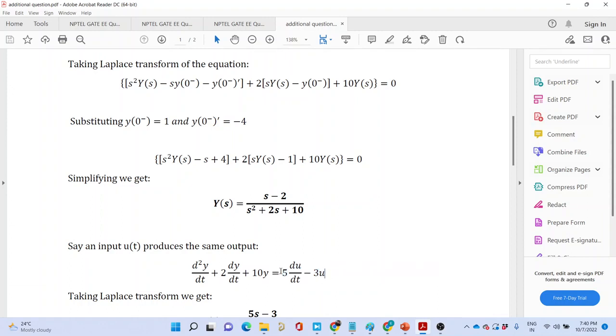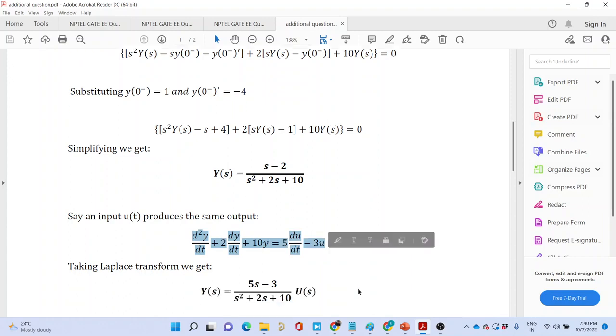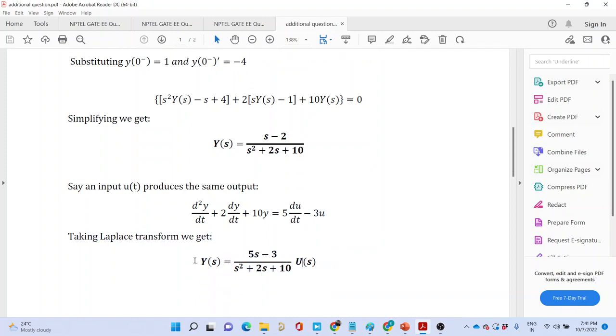What we are going to do is find Y(s) from this equation. How to do that? Again, simple, as there are no initial conditions over here. So s square plus 2s plus 10 would be the Laplace transform of this portion. So Y(s) becomes 5s minus 3, that is the Laplace transform of this part, divided by s square plus 2s plus 10. Okay, so this is how you get Y(s).